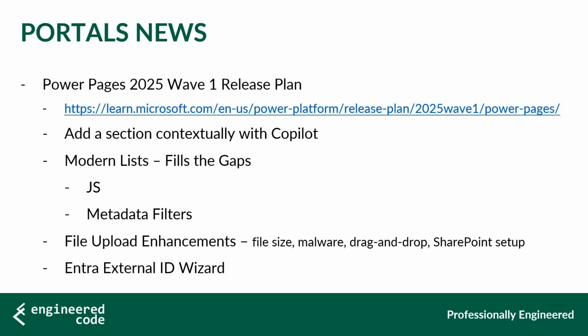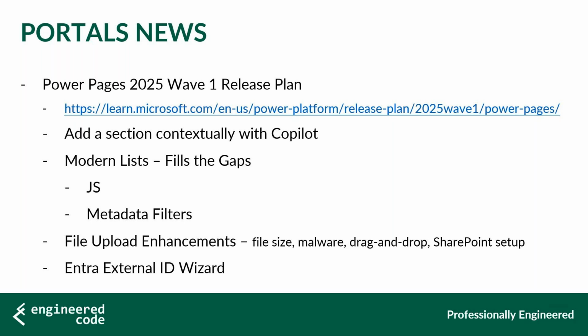The other one is metadata filters. If you've used lists before, you might be familiar with the metadata filters, where you can add filtering on various columns either above or beside your lists. You could even use FetchXML to set up these custom metadata filters. Again, even if you set that up on a modern list, it just didn't render. It just wasn't part of the code that controlled that. So that's going to be added as well.